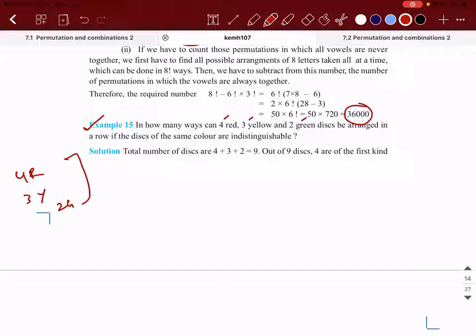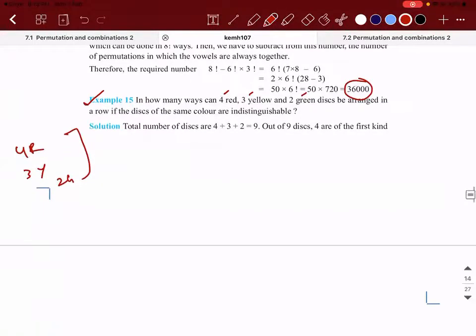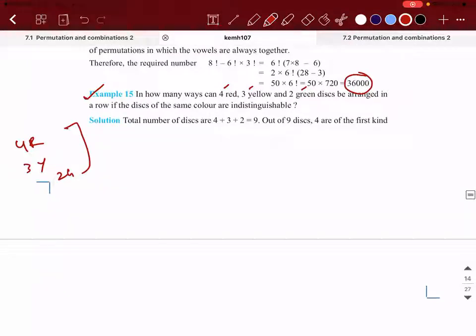Yeah, but if the discs of the same color are indistinguishable, okay, they are identical. Indirectly, they are saying they are identical. Yes, sir. So how many ways can we do it? 9 factorial divided by 4 factorial into 3 factorial into 2 factorial.